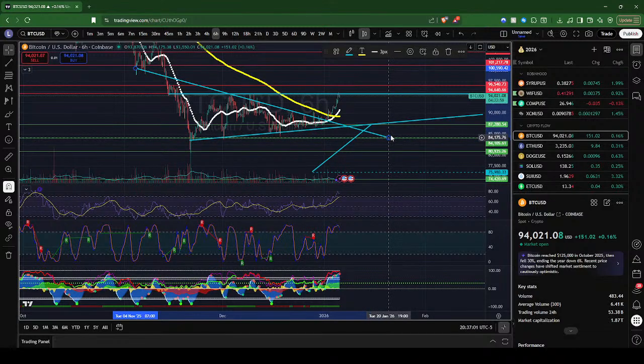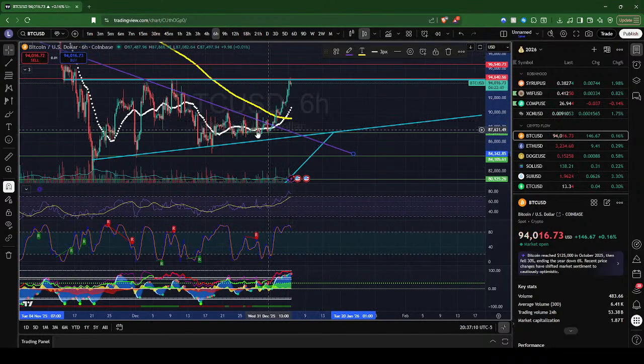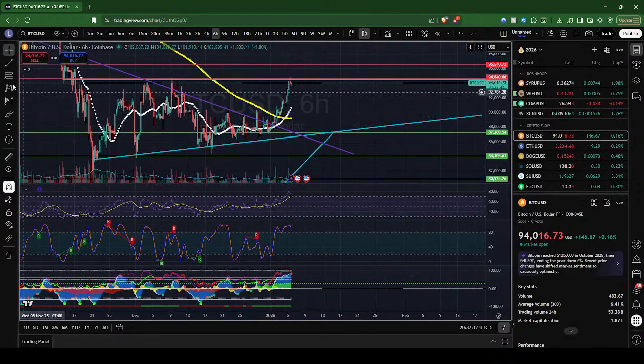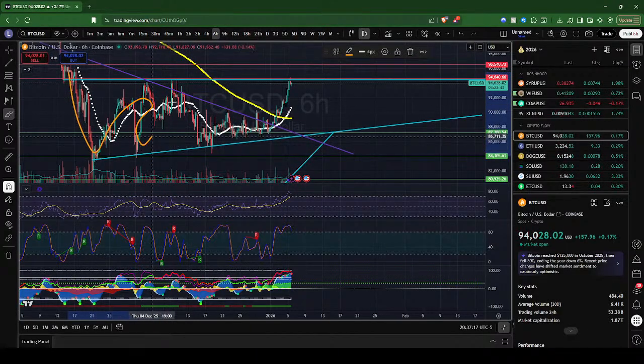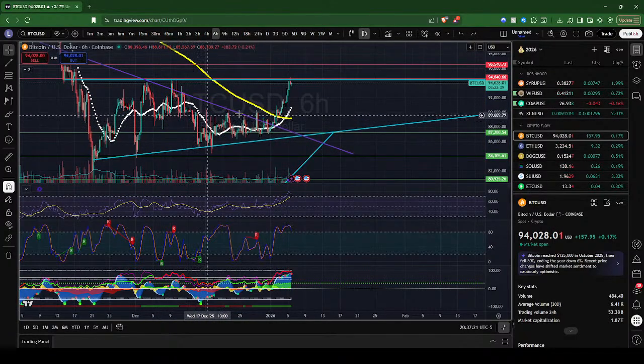Yeah, wow. So you could say we had something like this. We'll make it a different color. We'll make it a purple. And let's say it was in a different flag with the purple and the light blue. Let's say we were in that kind of range right there. But yeah, we broke out.